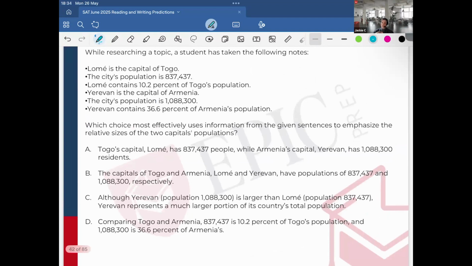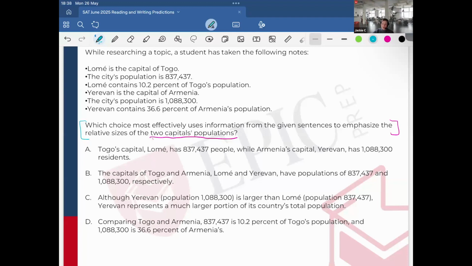So this one, while researching a topic, a student is taking the following notes. So here it says, which choice most effectively uses information in the given sentences to emphasize the relative sizes of the two capitals' populations? So if you've practiced a bunch of Blue Book questions, you've probably come across similar structured questions. And here, well, let's go through. So Togo's capital, Lomé, has 837,437 people, while Armenia's capital, Yerevan, has 1,088,300 residents.